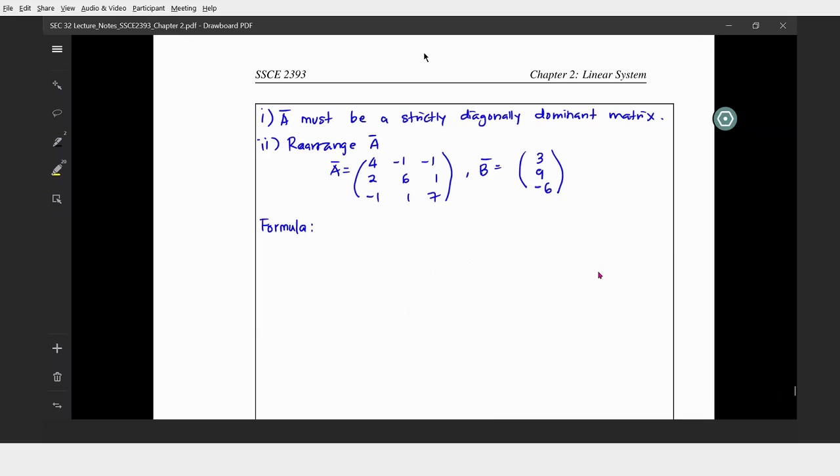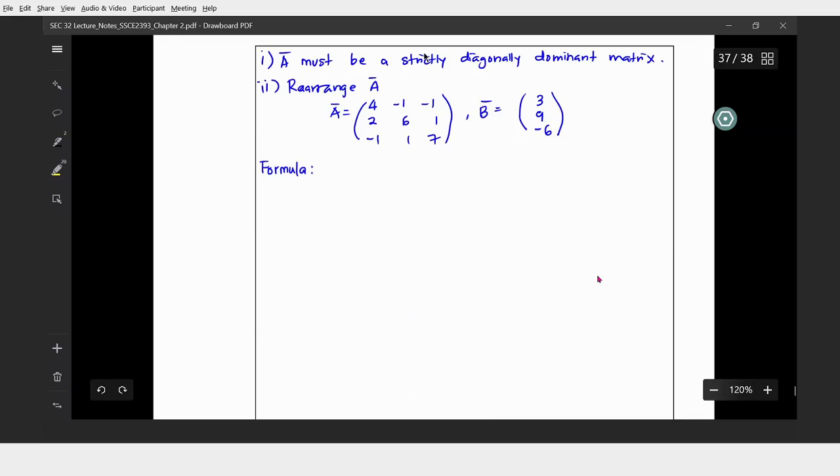So the first formula comes from the first equation, so x1. So I put the x1, so don't forget k plus 1 here. Okay, very important. So x1 at k plus 1 comes from the first equation. So start with 3, plus x2, so this is still k, minus x3, over the coefficient of x1, which is 4.